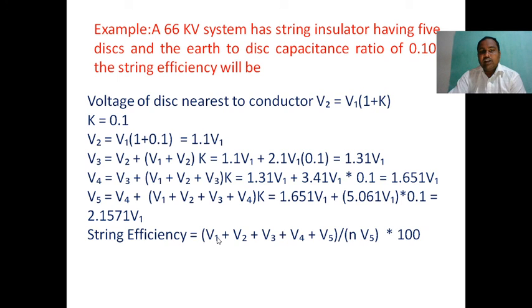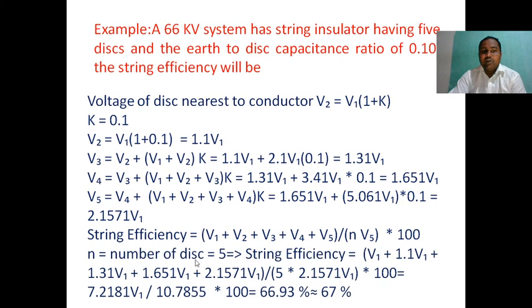The voltage across the string is V1 plus V2 plus V3 plus V4 plus V5. Substitute all the values: in the place of V1 put V1, and V2 in terms of V1, V3 in terms of V1, V4 in terms of V1, V5 in terms of V1, divided by number of insulators, 5, into V5 in terms of V1. We get V1 cancelled. The number of discs is 5, and the string efficiency formula we already know. So substitute all the values, multiply with 100, and we get the string efficiency as 67 percent.